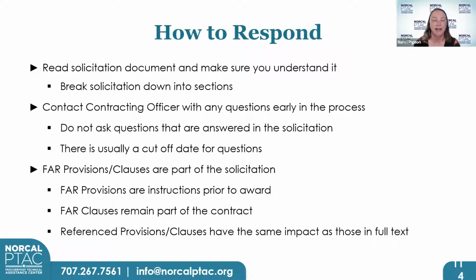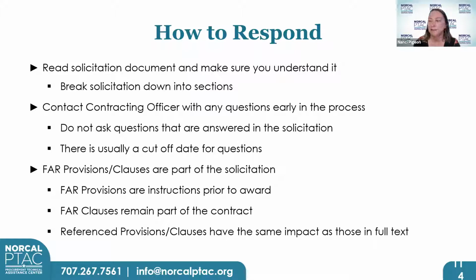Okay, now we're going to talk about how to respond. So the most important thing is to read the solicitation document all the way through. I was a contracting officer for many years, and you can tell when a contractor doesn't read the solicitation all the way through. They're missing things or they don't understand the requirement. So the very first thing, the most important thing, is to read it all the way through.